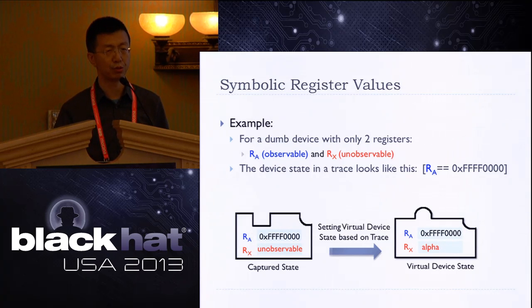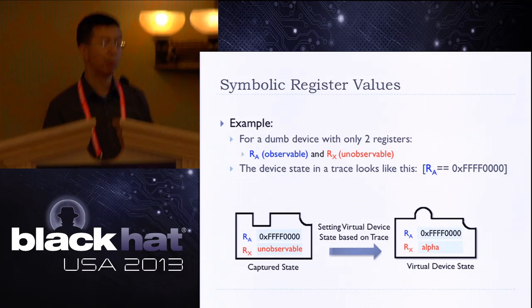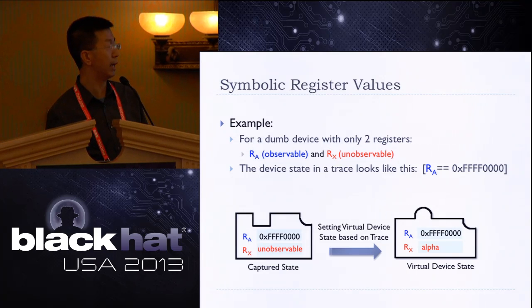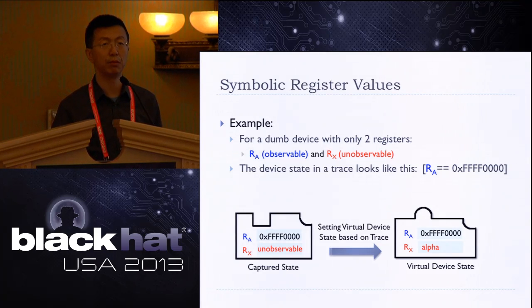So what happened is you still have 2 registers, but one of them is observable. The other one you cannot read. So from the capture point of view, we know what register A was, the value in it. But we don't know what register X is, which I show in color red.